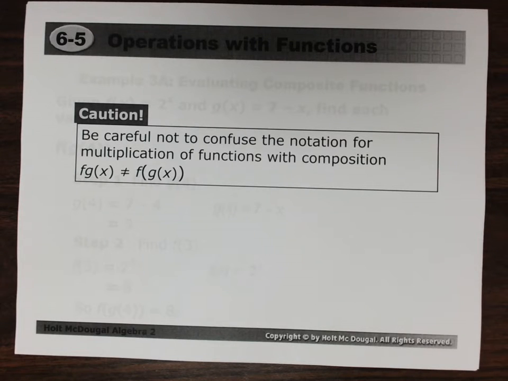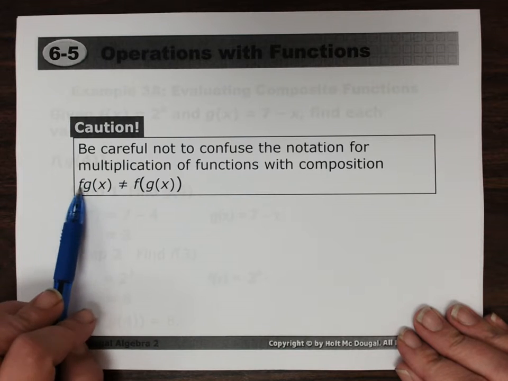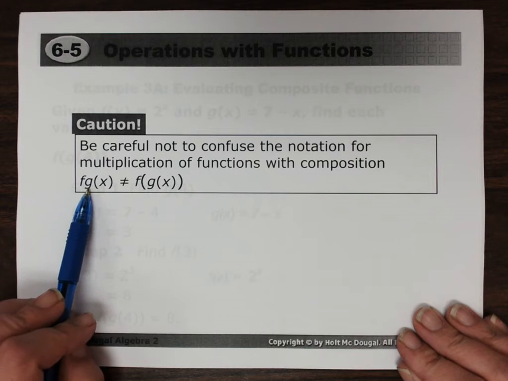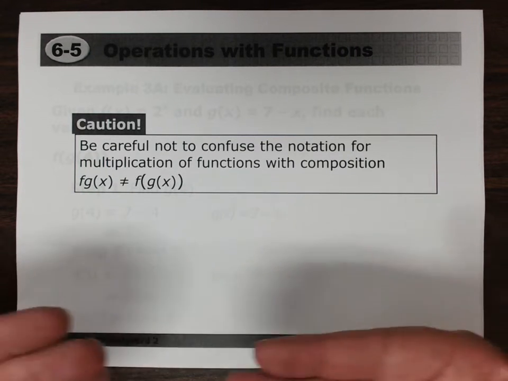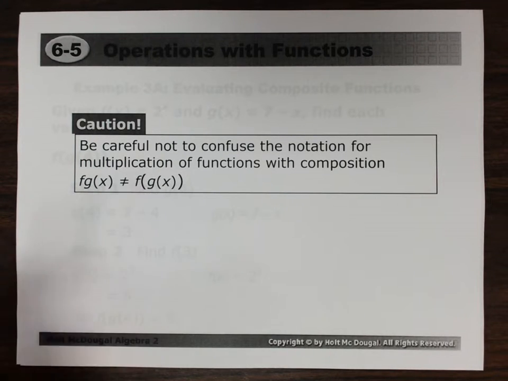Be careful, let's not confuse some notation. In the last lesson, we were doing multiplications of these functions with the function operations, and we had f times g of x. That is not the same thing. That was where we took two functions and multiplied them together. Now we are actually inputting one function into the other.